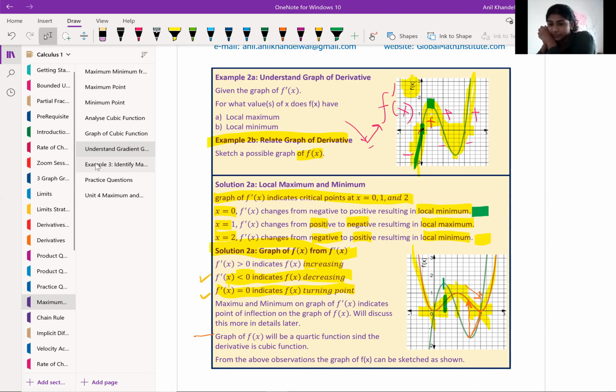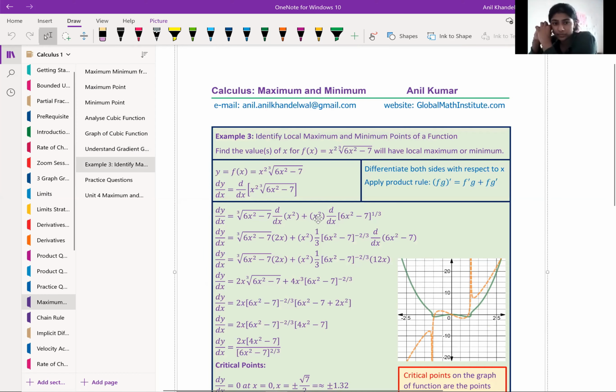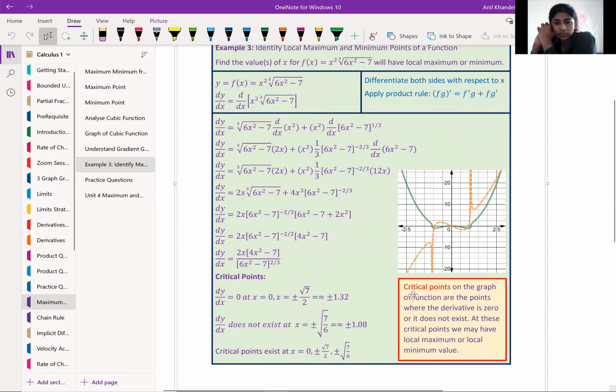Now, here is another very interesting example. I've taken this example mainly because I want to differentiate between the stationary points and the critical numbers or critical points. As I was mentioning, the critical point, I've also written the definition here: critical points on a graph of a function are the points where the derivative is 0 or it does not exist, right? So it could be 0 or does not exist. At a stationary point, it should be only 0, right? So at these critical points, we may have a local maximum or local minimum, right? The question is we may have, correct?